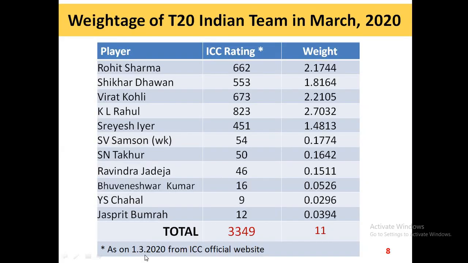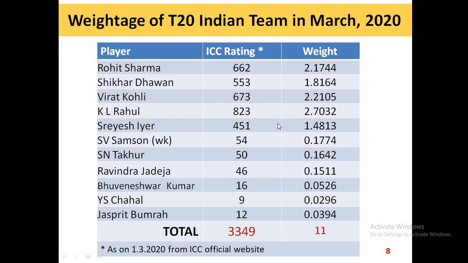So this is on 1st of March 2020, and this is the weightage of the Indian team. This is the Indian team of 11 players who are generally playing these days, and this is their ICC rating. This is the sum. And when we divide the individual values by the sum, we get the individual weights. When the entire thing is multiplied by 11, total weight is equal to 11, and these are the weights of individual batsmen. You can see that KL Rahul has the highest weight, and Virat Kohli follows him.